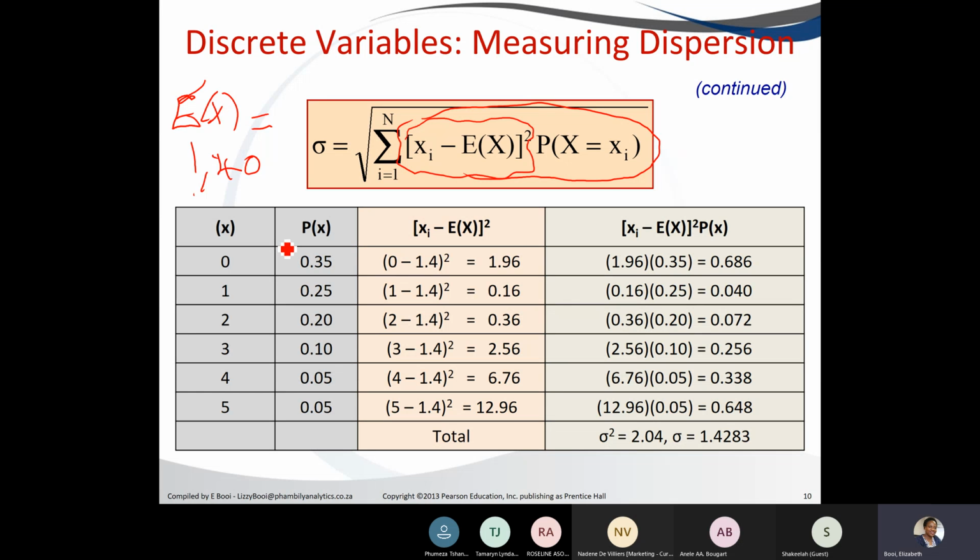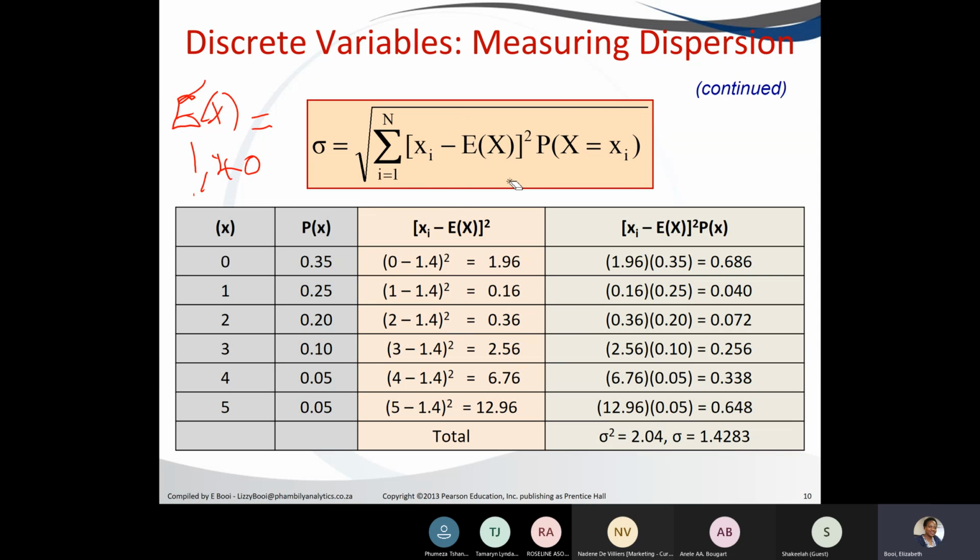So starting with this, we say 0 minus 1.40 squared, and that is the answer. 1 minus 1.40 squared, we get 0.16. 2 minus 1.40, we get the answer, and we square it, we get 0.36. And you do for all of them. Once you're done, we say 1.96 times 0.35, we get the answer. 0.16 multiplied by 0.25, you get the answer. And you do for all of them until you get all the answers.